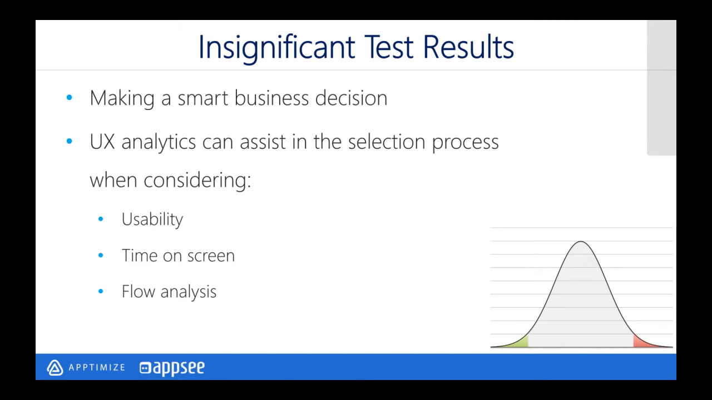So even if we have an insignificant result, we can go ahead and measure UX metrics that we've seen, like usability, time on screen, time to first action. We need to understand the flow from the screen and to the screen, and analyzing these different metrics can help us make a smarter and a faster business decision when moving forward in the optimization cycle.